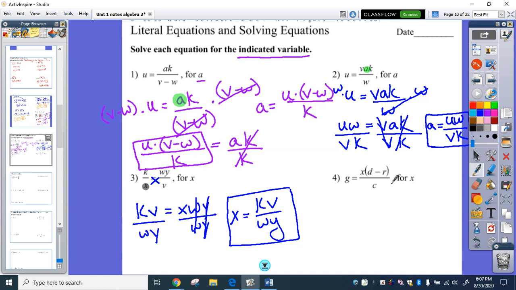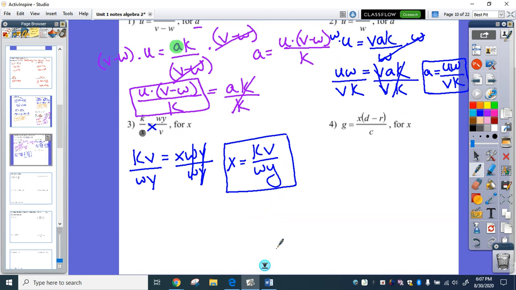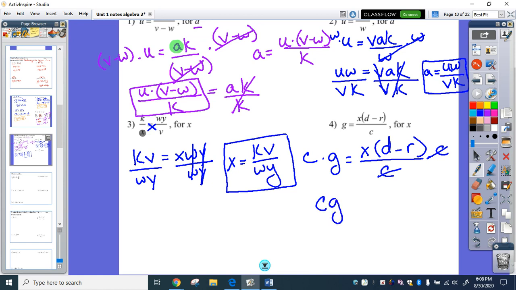All right, now this one, again, they've done you a nice favor by putting the parentheses in here. But I'm going to rewrite this problem and give ourselves a little bit more room to work. So we have G equals X times the quantity of D minus R, divided by C. Well, I'm trying to get X by itself, so I need to get rid of the C first. So let's multiply both sides by the C first. It'll cancel on the right. So now we have CG, or GC, it doesn't matter, equals X times D minus R. Well, these are technically being multiplied.